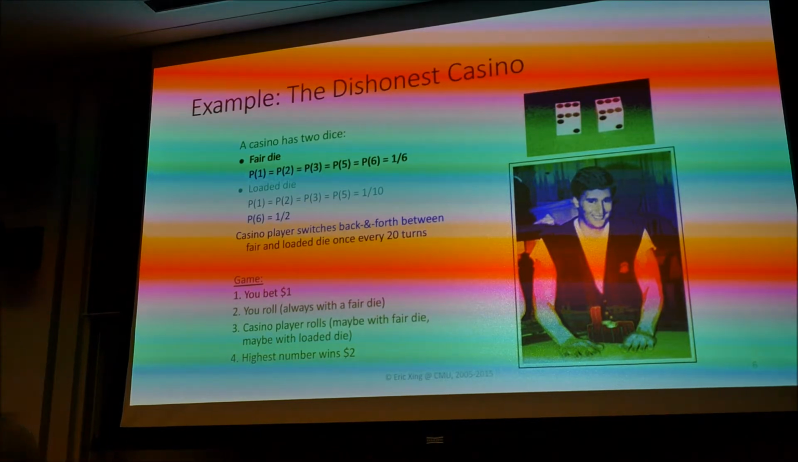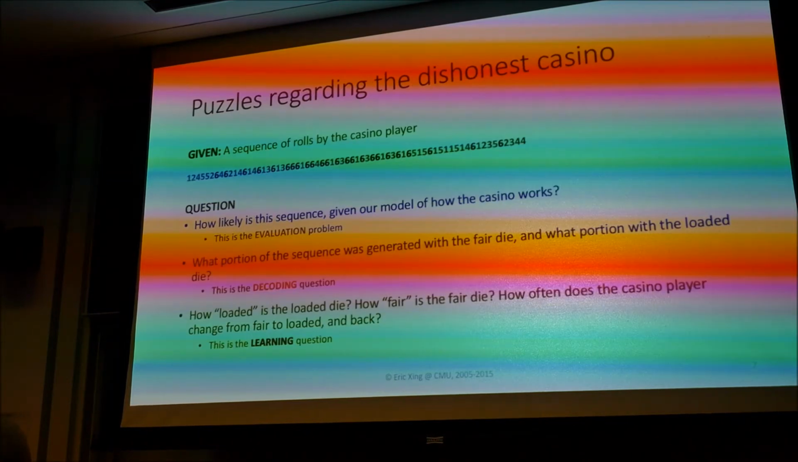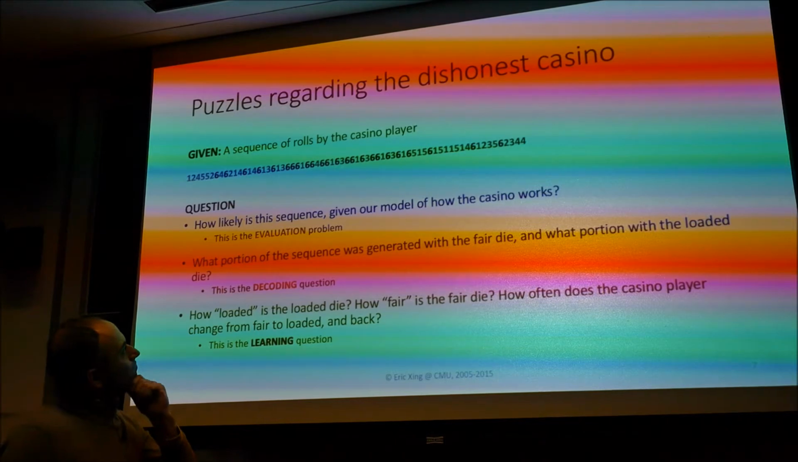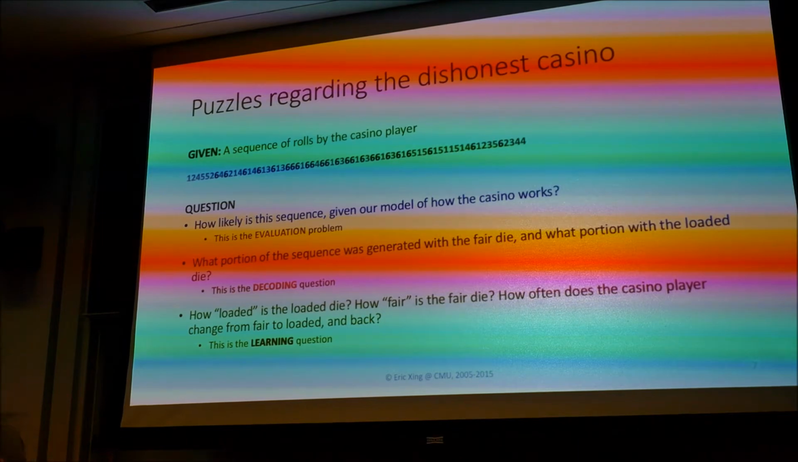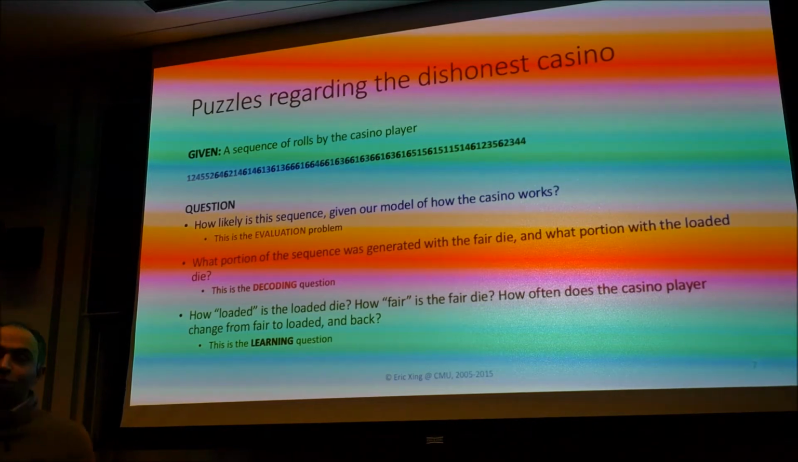Okay. So the game runs like this. You bet $1. You roll the dice, and the casino player rolls the dice, and the highest number wins $2. Very simple game. Now you start playing, and you see this chain of numbers on top: 1, 2, 4, 6, 6. You guess, well, it's suspicious. I don't know why he's winning too much. There are so many 6s in there. So you start asking questions, because you don't know. You start getting suspicious that there might be two kinds of dice.